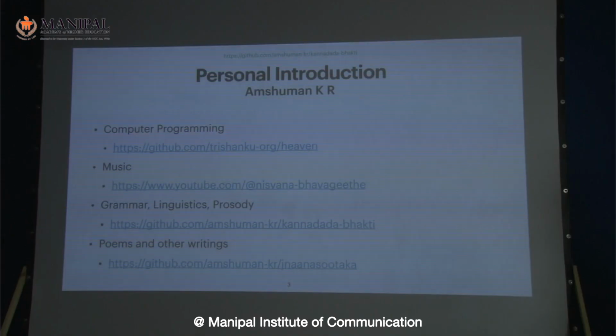Just a little bit about myself. I am a computer programmer. My degree is a Bachelor of Engineering in Computer Science. I studied in Mysore, at Ajakkala College of Engineering. I was born in Puttur and did my studies until 12th in Puttur, but then went for engineering in Mysore, and since 2002 I have been working as a software engineer in Bangalore.